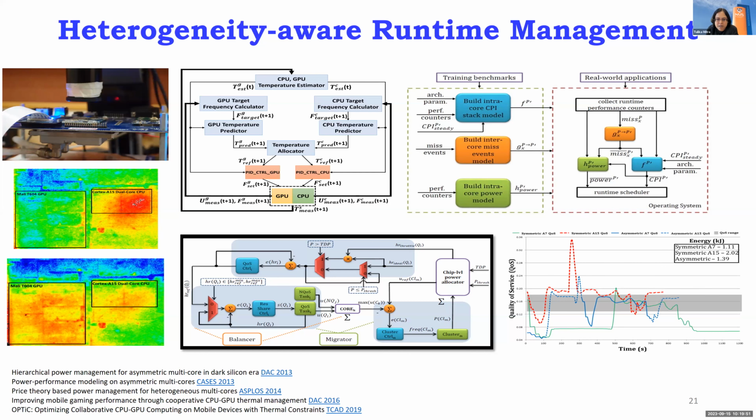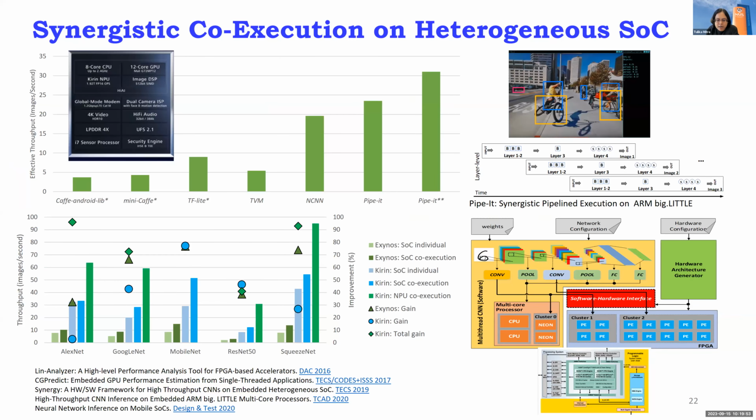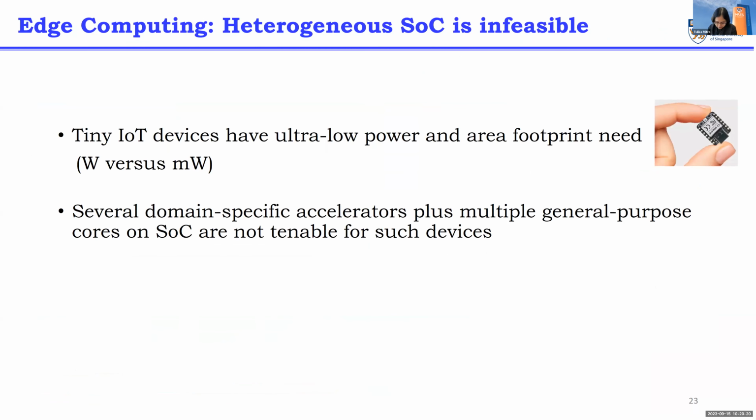This is a very interesting topic, and now one can also think of how to do co-execution on such a heterogeneous platform. How can you have an application that takes advantage of many of these different cores in order to execute synergistically? Again, you can get very good performance and energy efficiency out of it if you can map the right portion of the code to the right core.